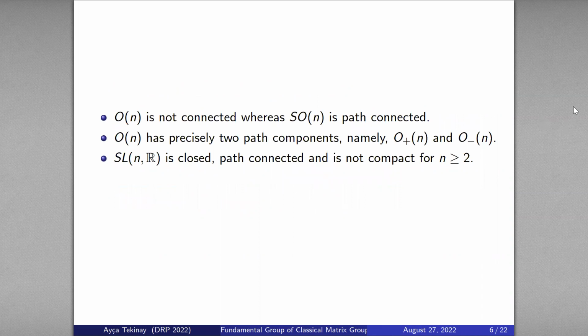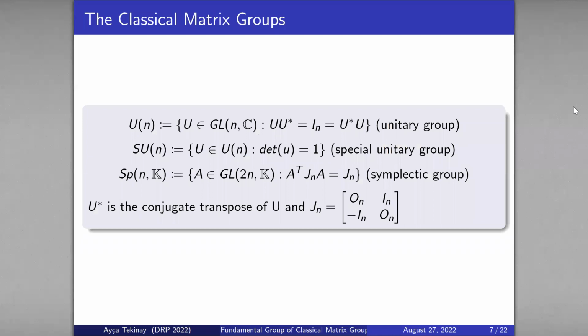These are the other topological properties. O(n) is not connected, whereas SO(n) is path connected. O(n) has precisely two path components, and SL(n,R) is closed, path connected, and is not compact for n equal to or greater than 2. We will not prove them. They have a little bit long proofs, so we will accept that from now.